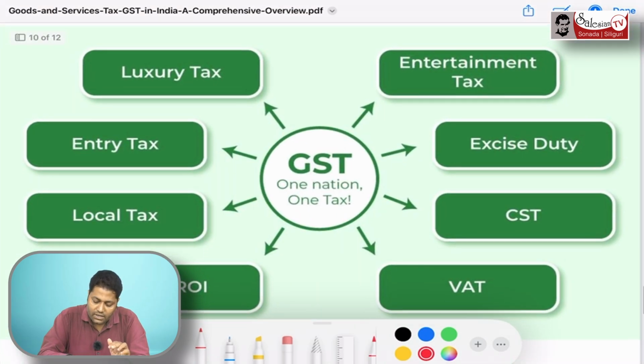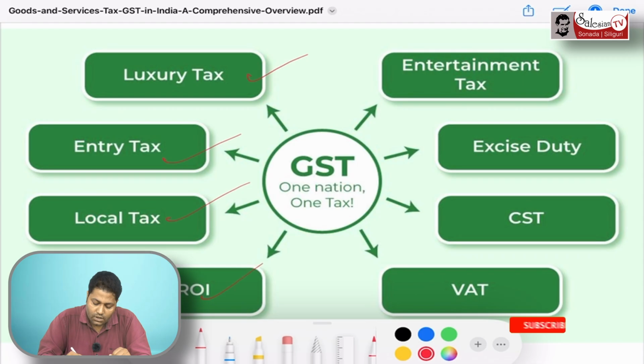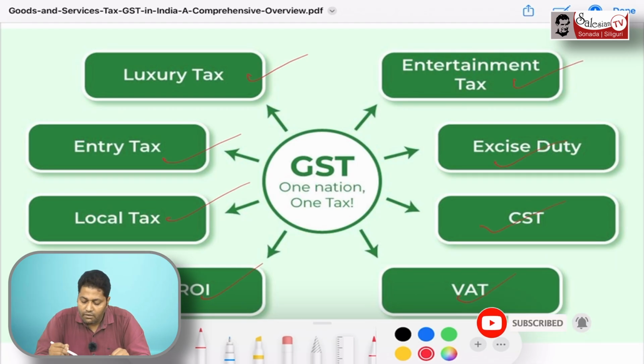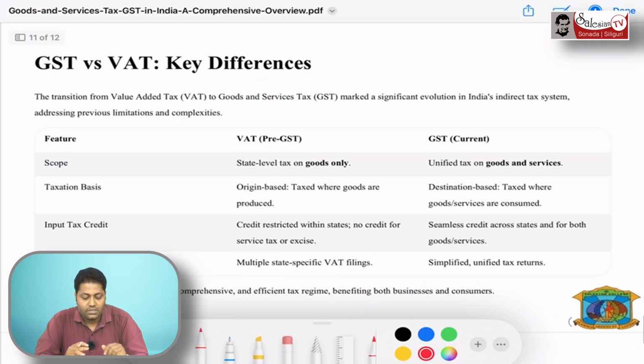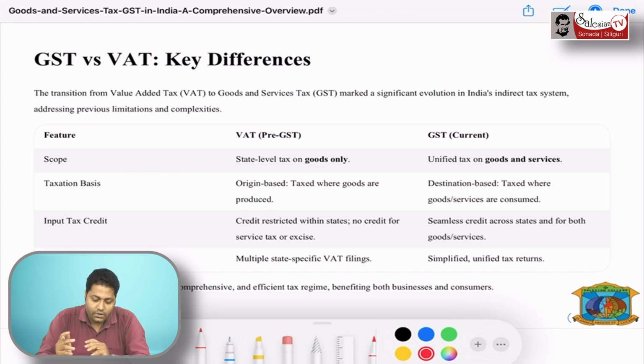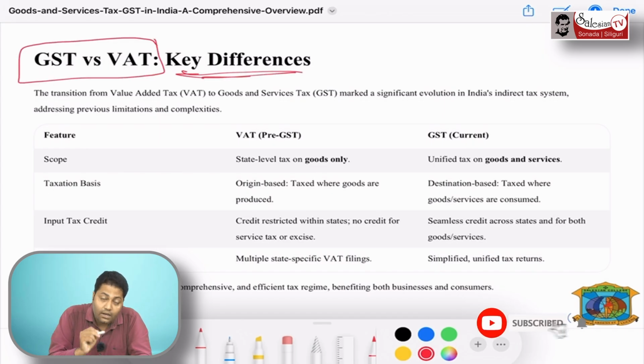Now, what were the taxes that have been subsumed? There's just a chart here. You can take a reference of this slide, which will be on the side screen. You can see luxury, entry, local body, octroi, entertainment, excise duty, CST, and VAT. Now, we will study the key differences between GST and VAT. After this, we will take a glance at what we have studied today. What are the key differences between GST and VAT?